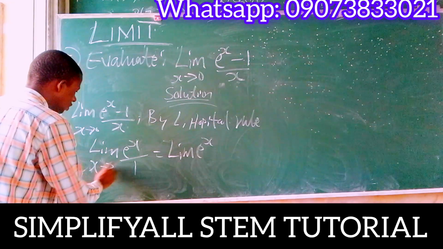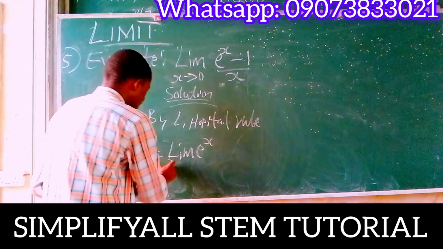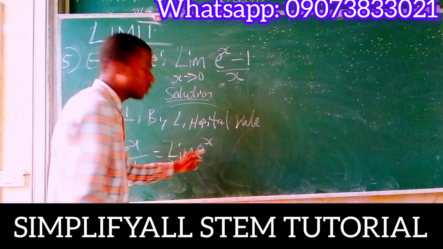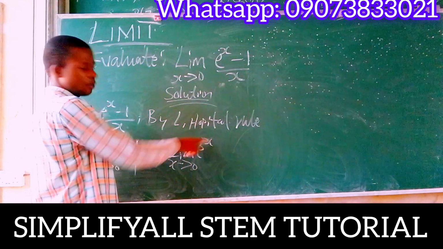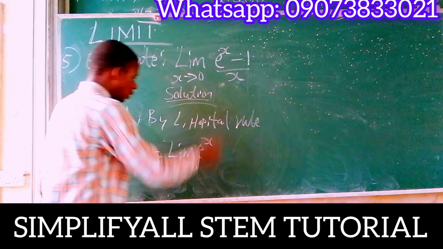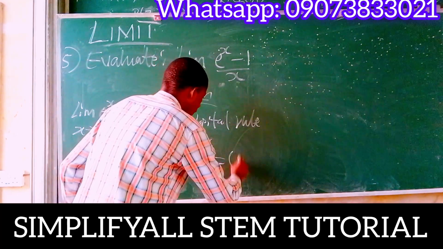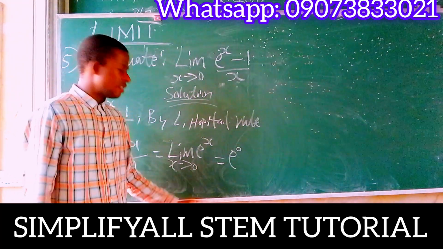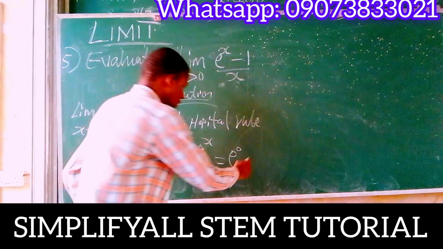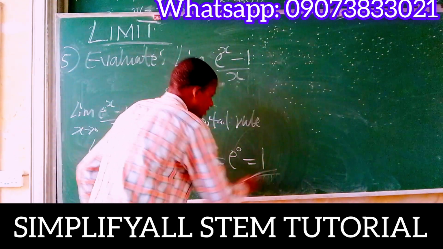You know that x tends to 0. Now, as x tends to 0, we have exponential x, right? Now we're going to substitute 0 where we see x, because x is tending to 0. So this is going to give us e to the power of 0. And based on the law of indices, anything raised to the power of 0 is equal to 1. And this is the final answer.